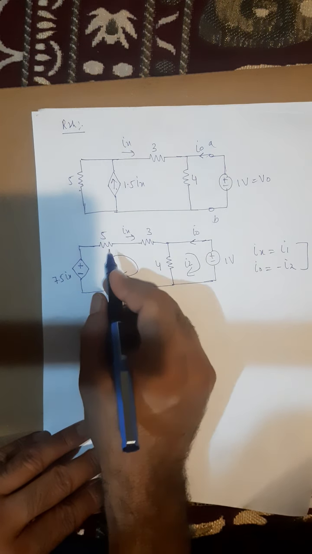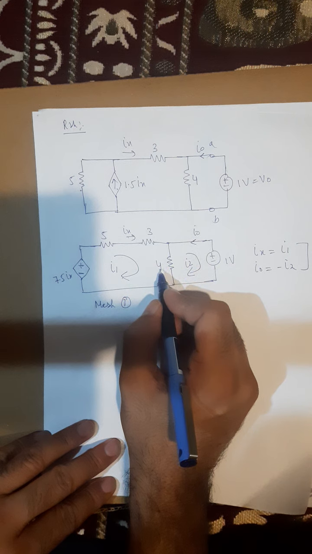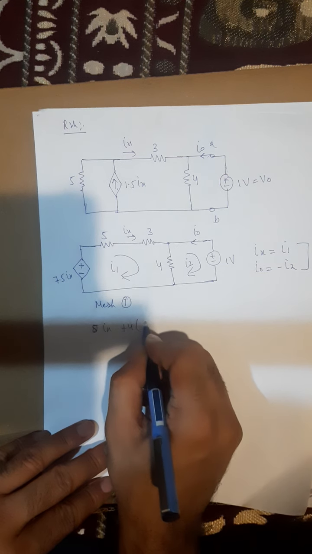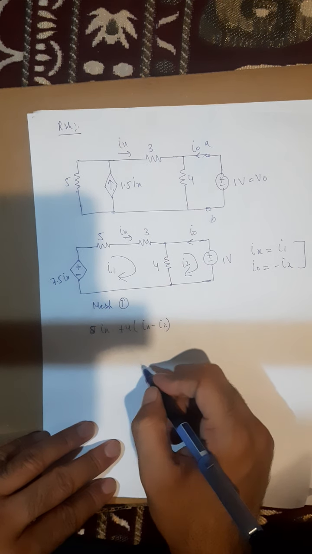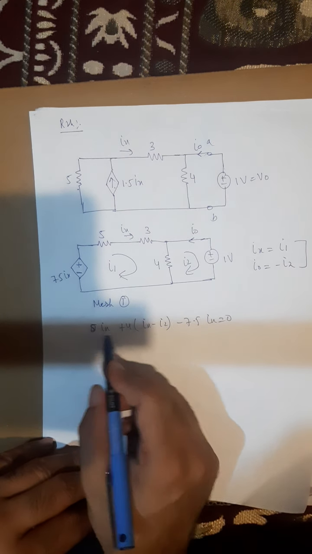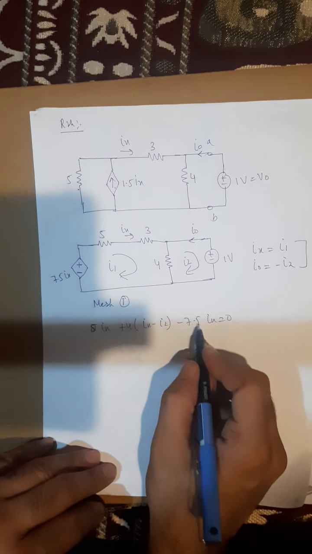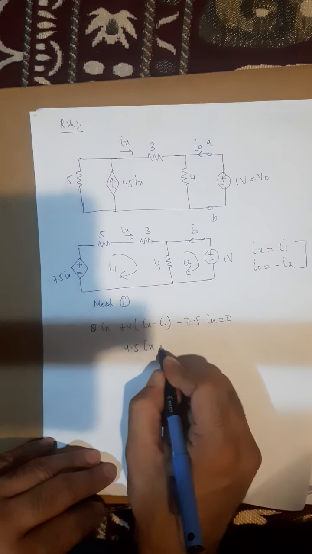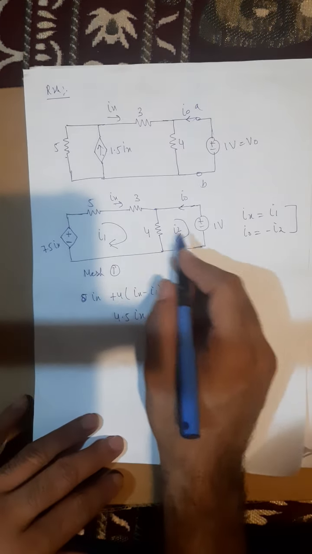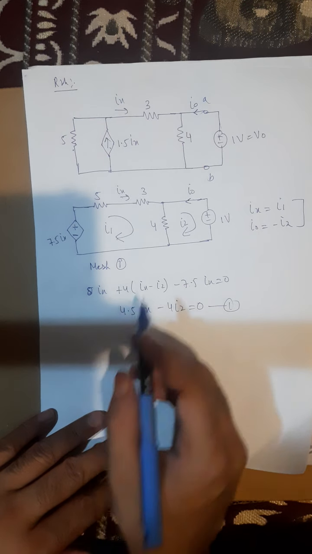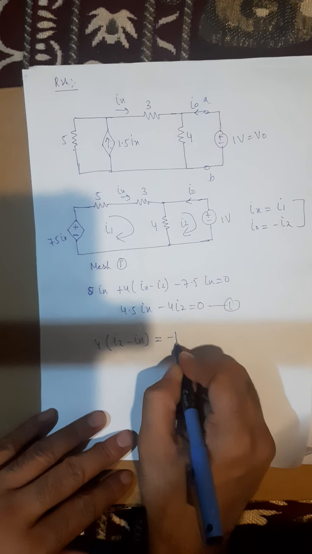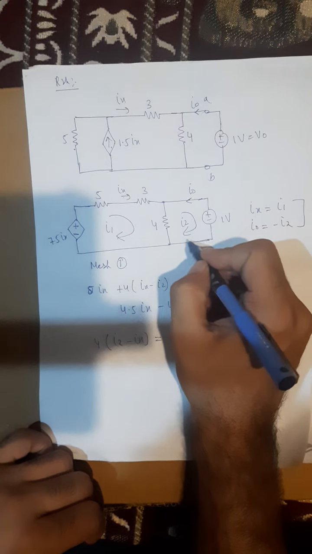What will I get? I will get 5Ix plus 3Ix plus 4(Ix minus I2) minus 7.5Ix equal to 0. So 5 plus 3 is 8Ix, plus 4Ix makes 12Ix, minus 7.5Ix gives 4.5Ix, minus 4I2 equal to 0. This is my equation number 1. Now applying KVL in mesh 2, I will get 4(I2 minus Ix) equal to minus 1, because I am following this direction.